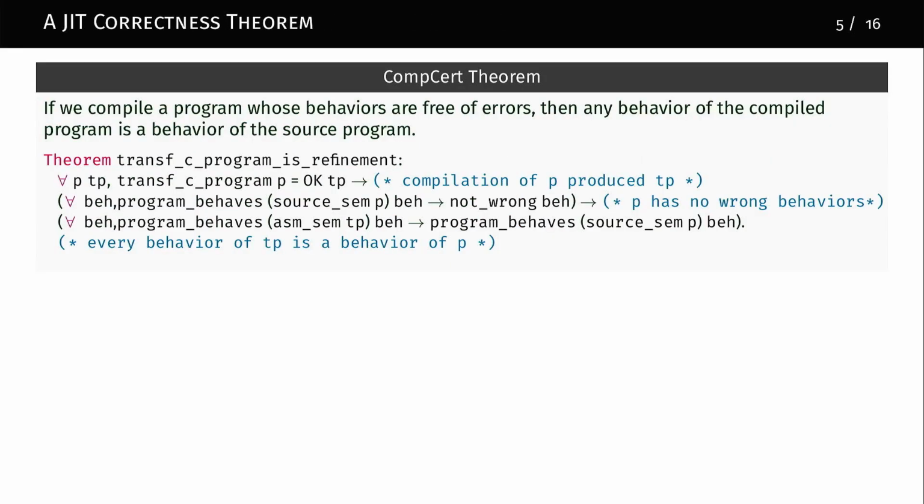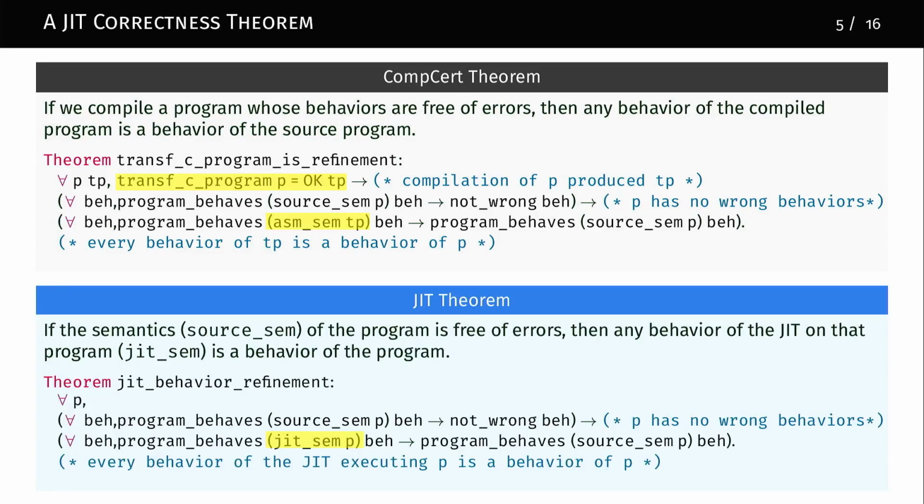So what does it mean exactly to prove a JIT correct? Because we know how to prove static compilers correct, and we can actually make something really similar. So for instance, here is one of the correctness theorems that you can find in CompCert, and we can try and read it line by line. It says that if you compile a source program P, and it gives you another compiled program TP, and if P has no wrong behaviors, meaning that it does not crash, for instance, then every behavior of your compiled program TP is also a behavior of your source program P according to its semantics. So if you prove this, you know that your compiler did not introduce any bugs.